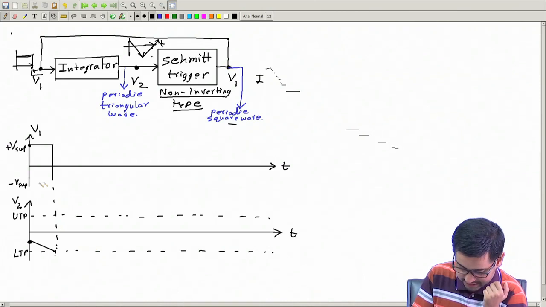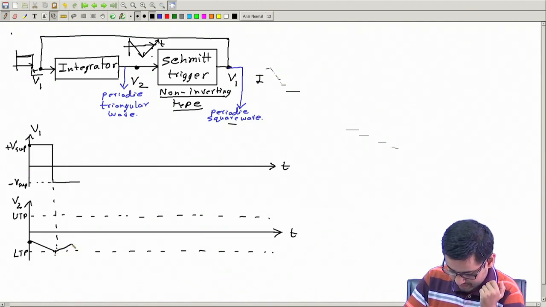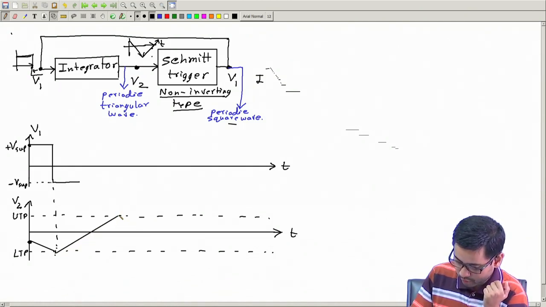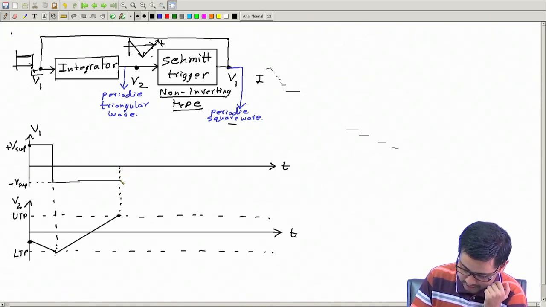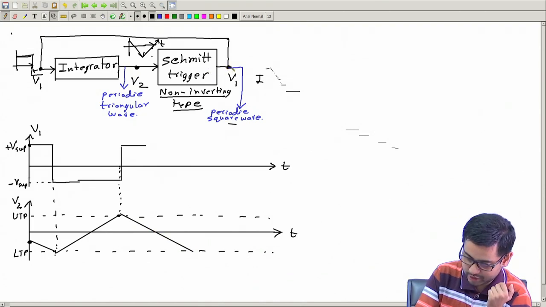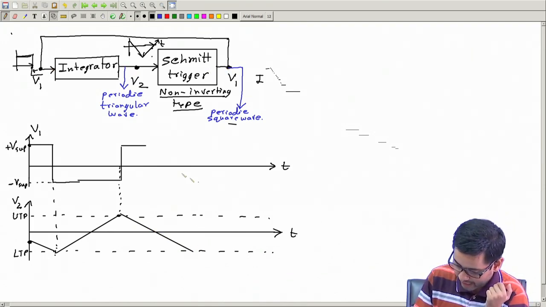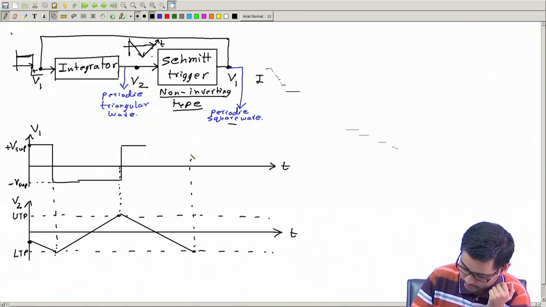Then the output stays at the negative value, and therefore this negative voltage is coming here. So V2 will start to increase, like this. The moment it goes to the upper trigger point, it will trigger the Schmitt trigger and make the output positive, and then V2 will start to go down, because now this is positive. The moment it comes here, the output will change its sign. This way it will continue forever.